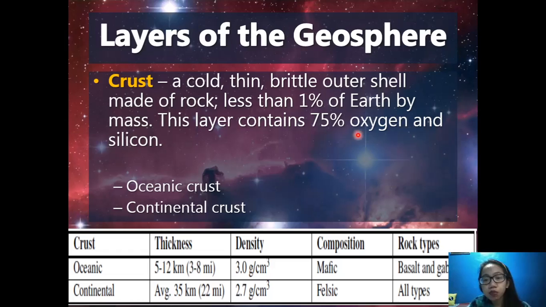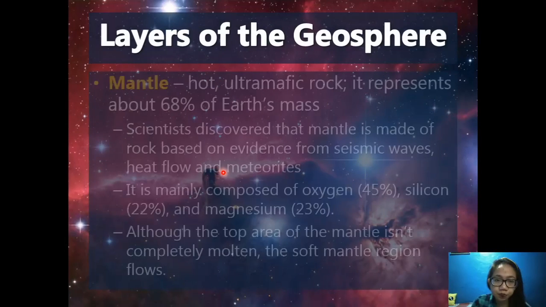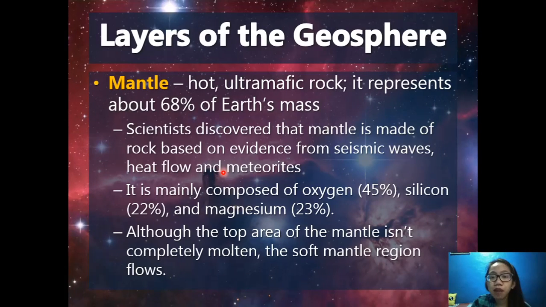And as you notice, it's made up of very light materials, mostly oxygen and silicon. Okay, moving into the mantle, this is made up of hot ultramafic rock. So it has its own heat, and it is also heated up by the core itself, and it represents 68% of the Earth's mass.